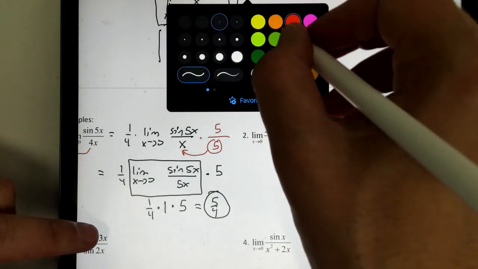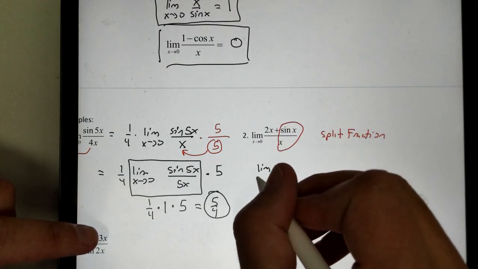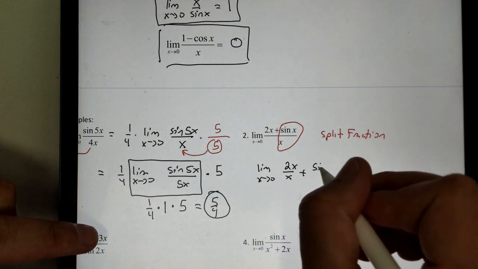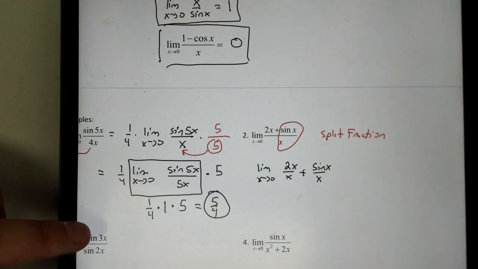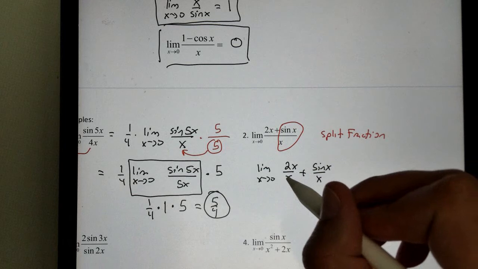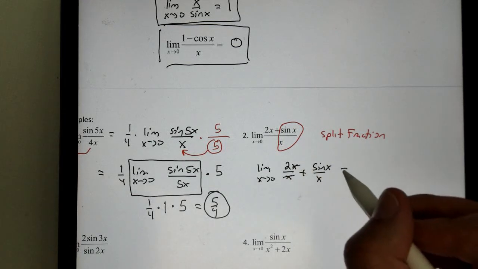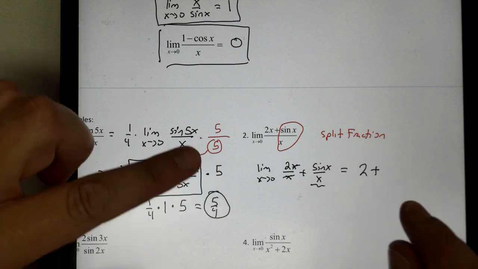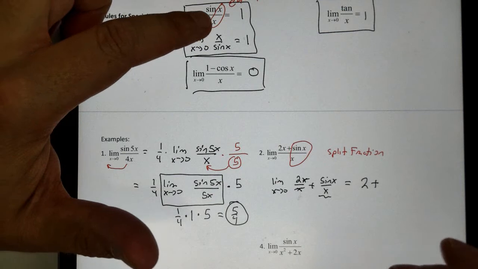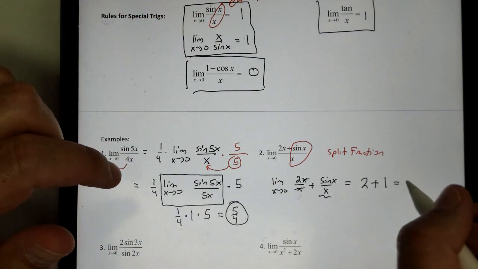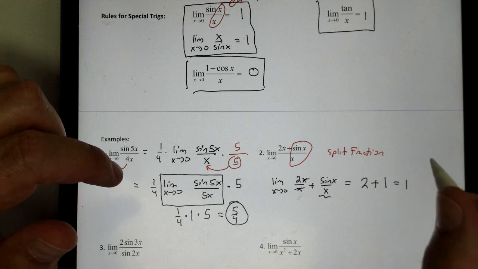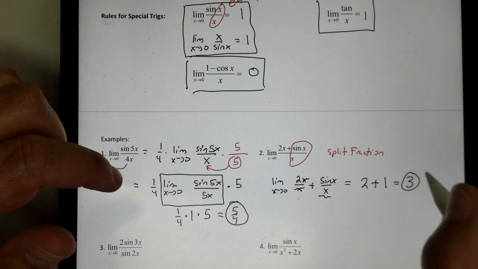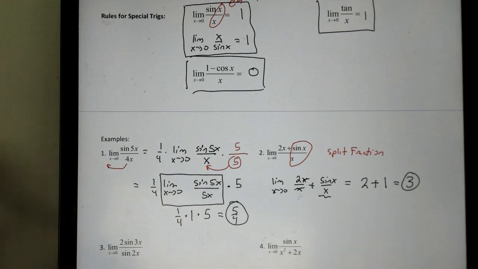In other words, I can write this as the limit as x goes to 0 of 2x over x plus sine x over x. And yes, these two x's cancel. So what we're left with is 2 plus, remember this is our rule, what is sine of x over x going to become? Our rule says that's just going to become 1, and then 2 plus 1 is 3, and there's our answer. That's an easy one. Don't miss that one.